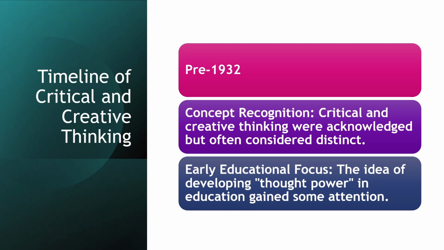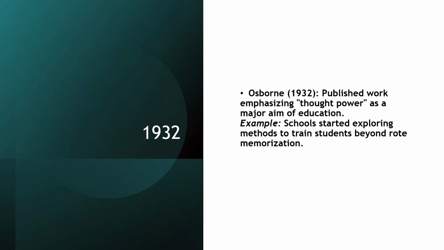Now we are going to see the timelines of critical and creative thinking. During 1932, the concept of recognition for critical thinking and creative thinking started. So the idea of developing thought power in education gained some attention. Osborne in 1932 published a work emphasizing thought power as the major aim of education. As a result, schools started exploring methods to train students beyond rote memorization.